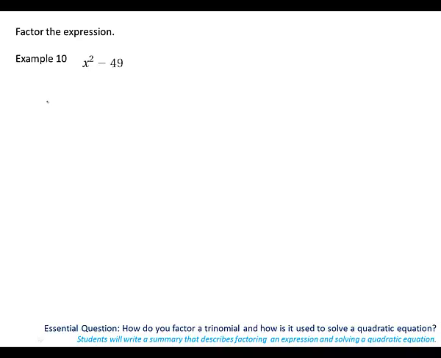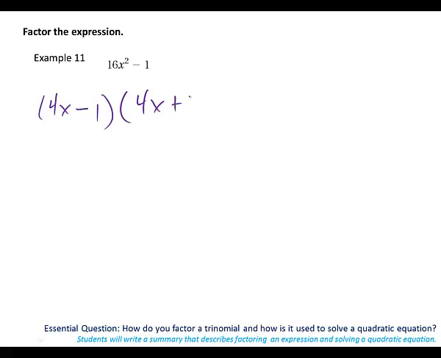All right, we ready? I'm going to check them. All right. Samia, tell me what you got on example 10 here. I got x plus 7. Good. Do we agree with her? Yeah. Absolutely. Good job. All right. Example 11. Thomas, tell me what you got on example 11. 4x minus 1. 4x plus 1. Good. Does it matter what order they're in? Nope. Absolutely not. Came up with an 8 during first period.